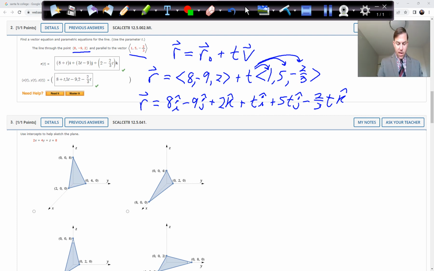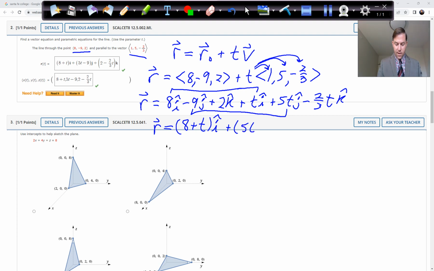Okay, then we're going to combine i's with i's, j's with j's, k's with k's. So this would be 8, which is going to match up with t. So it's plus t on the i vector, plus minus 9 is going to couple with 5t, so we'll call it 5t minus 9 in the j component, and then k is going to match up with the k, so it's going to be plus 2 minus 2/3 t on the k component. And that is the answer that I put here.